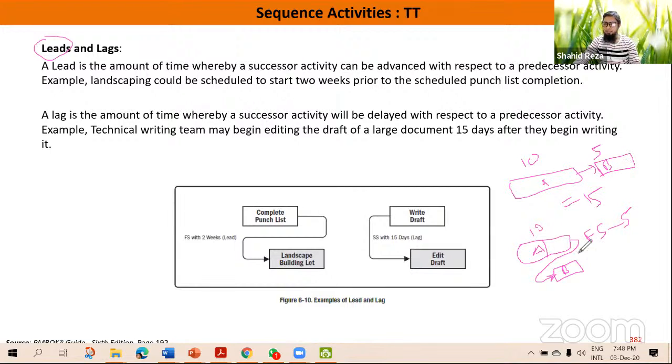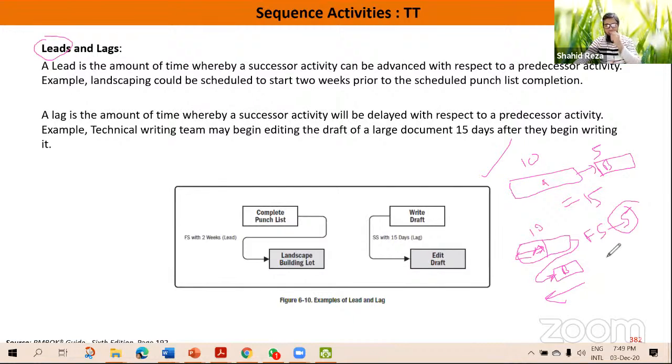But now what did we do? We said finish to start minus 5. That means when the predecessor activity is already done by 5 days, then we can start the B activity. So we are giving lead to the successor activity by 5 days. We are starting the later activity 5 days earlier than the earlier plan. That is known as leading.